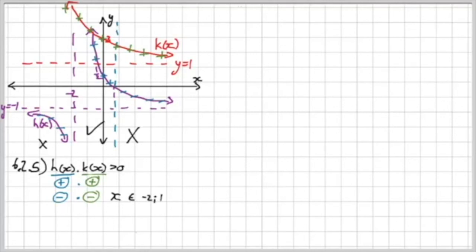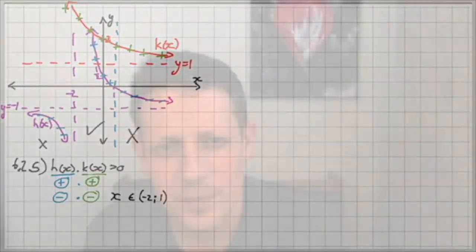But, first of all, at -2, h of x doesn't exist. So I cannot include it. And at 1, both of them exist, but they do not say equal to 0. So I'm also going to make a round bracket. If that wasn't equal to 0, I would have included the 1 and made a square bracket. But I have to make a round bracket.